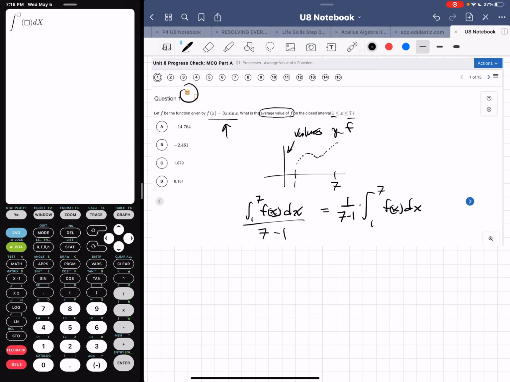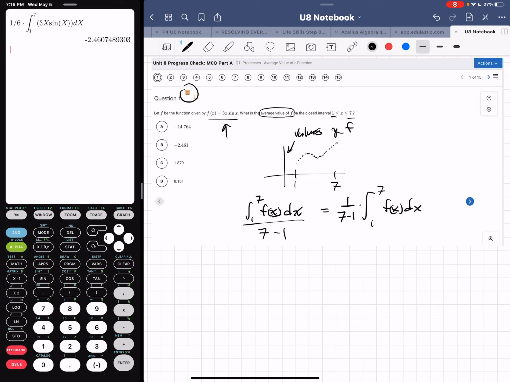I want to put in my integrals. Actually, you know what I should have done first? I should have done my fraction. So 1 divided by 6 times. Now let's go inside of our integral. Our lower bound is 1, and then our upper bound is 7. And then inside, we're going to put the 3x times sine x. And looks like we need to close off our parentheses. All right, there we go.